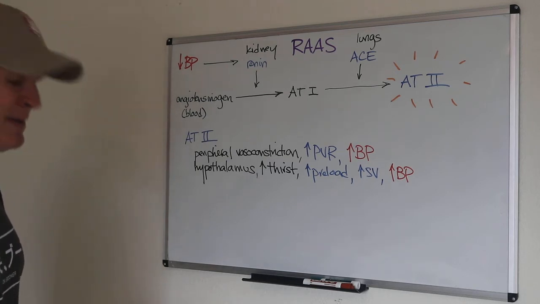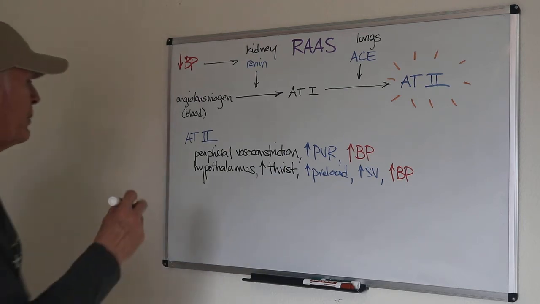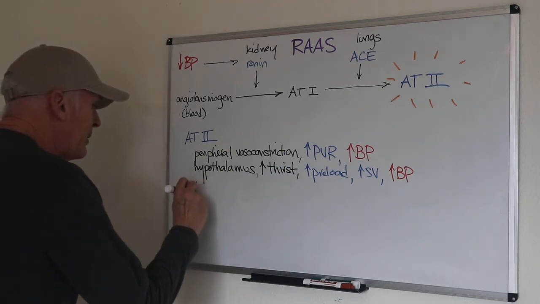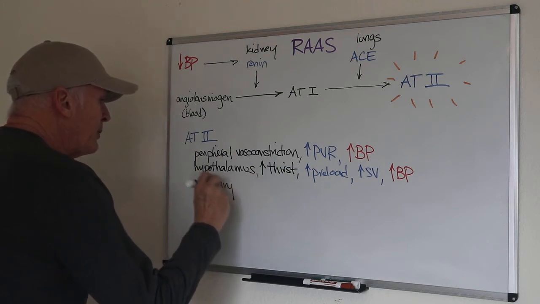But we ain't even done yet. Oh my golly. Angiotensin 2 also goes to work in the pituitaries, but particularly the posterior pituitary. I'm afraid I'm going to run out of space here, so I'm just going to put pituitary.